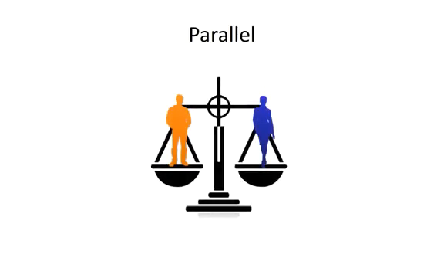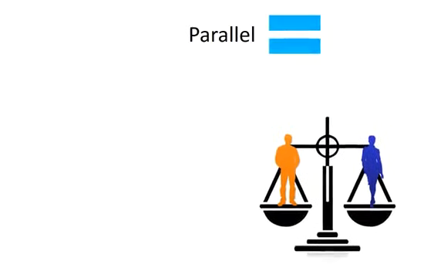Parallel structure. Parallel is an adjective that suggests two things are equal. In English grammar, when we use a coordinating conjunction, we need to use equal parts on both sides of the conjunction.